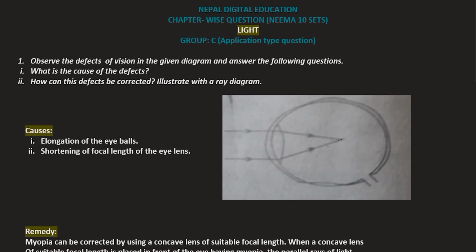So image formed before the retina. It means that it is what? Myopia. What is the cause of the defect? Simply elongation of the eyeball and shortening of the focal length of eye lens. So how can this defect be corrected? Just by using concave lens we can correct this defect of the vision.